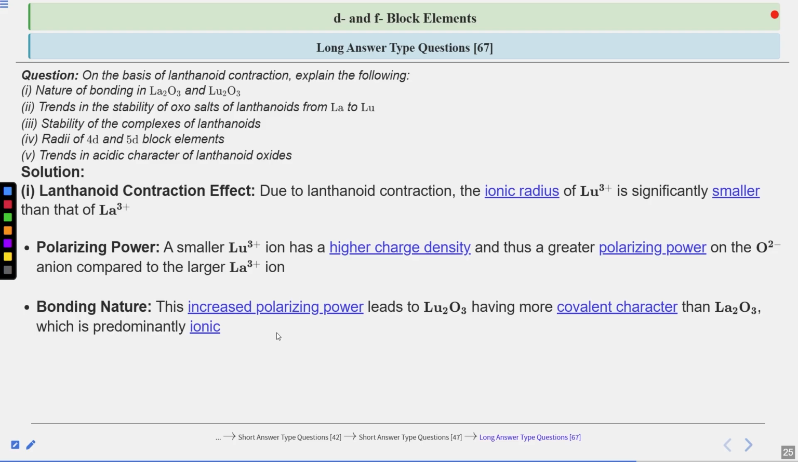That means sharing will not happen. Here the donating and accepting of electrons will happen between the lanthanum and oxygen atoms while forming the bond between them. So the covalent character of lutetium oxide will increase due to the increased polarizing power, while lanthanum oxide is predominantly ionic in nature, and the bond formed is ionic.